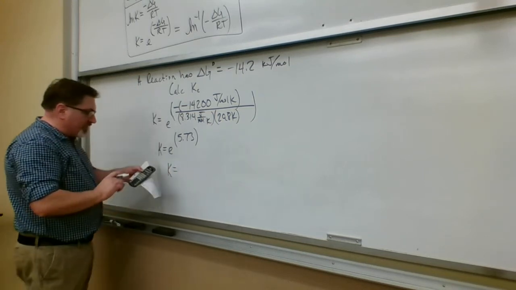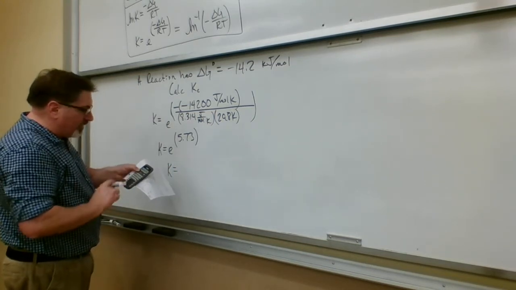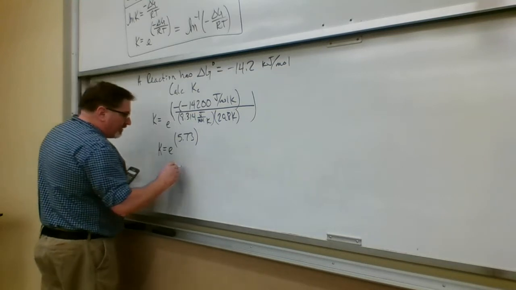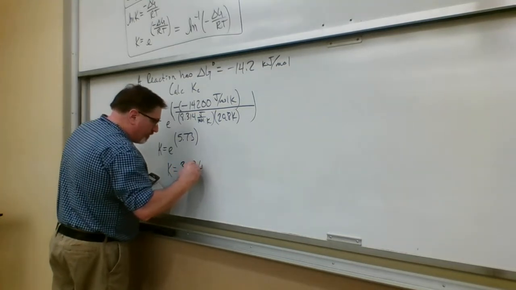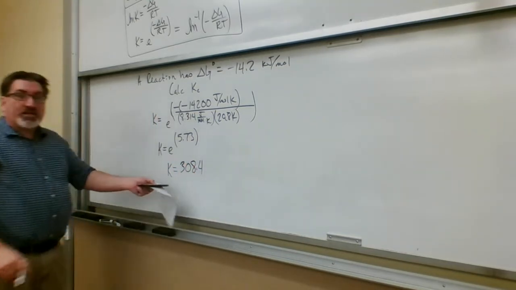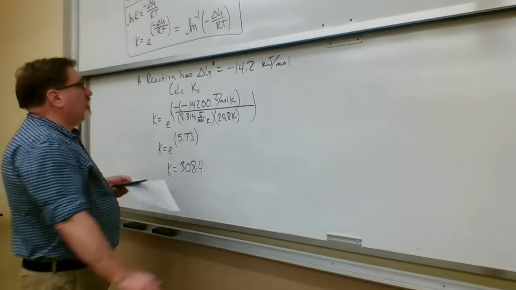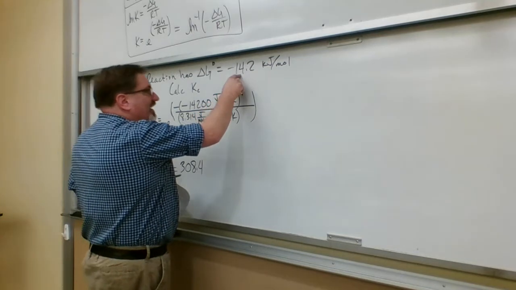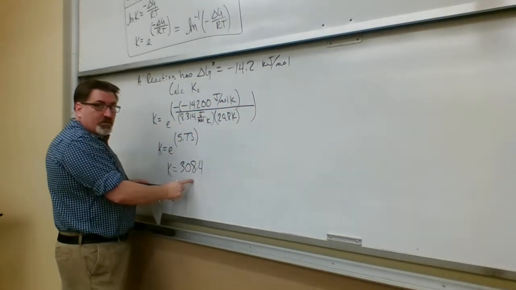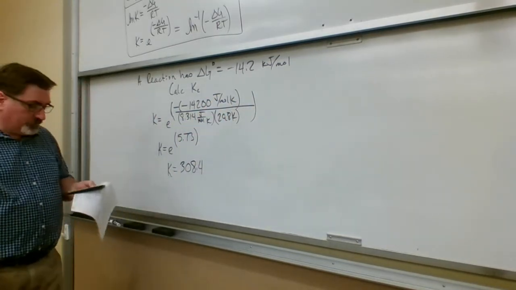So with that number still on your screen, it's just second function, natural log, 308.4. Again, no units on K. Always stop and make sure your answer makes sense. We had a delta G value that was negative. That means K should be larger than 1. And it was. Okay?